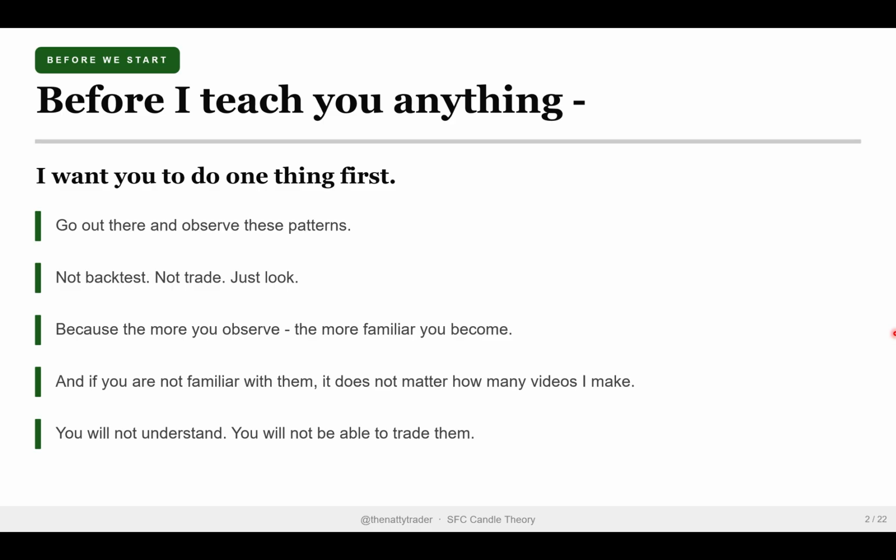Before I teach you anything, I want you to do one thing first. Go out there and observe these patterns, the patterns that I'm going to teach you in the video itself. I don't want you to backtest them. I don't want you to trade them. I just want you to observe them, because the more you observe, the more familiar you become. If you're not familiar with them, it does not matter how many videos I make. You will never understand them, because you won't even know how to trade them, since you don't know the foundation yet.